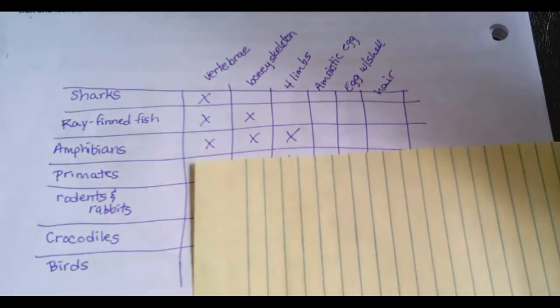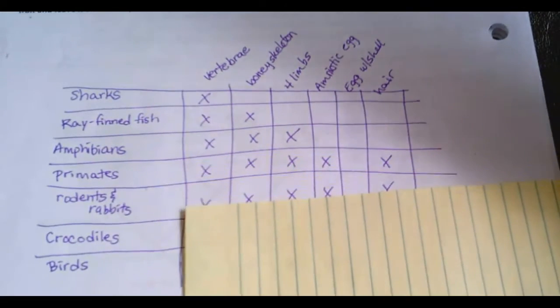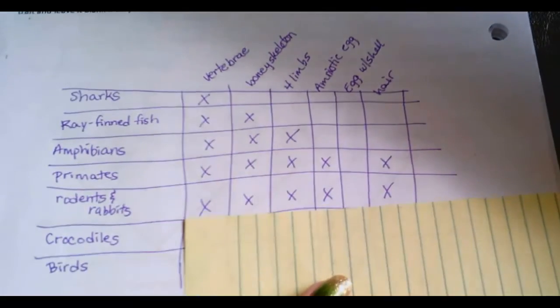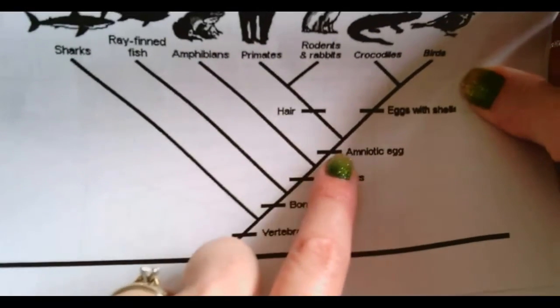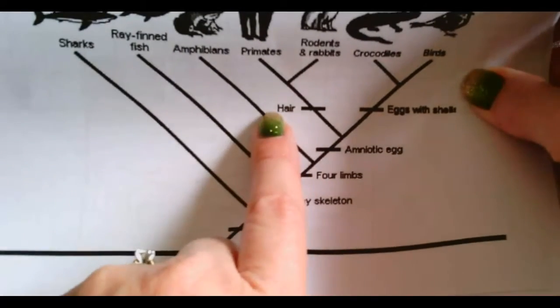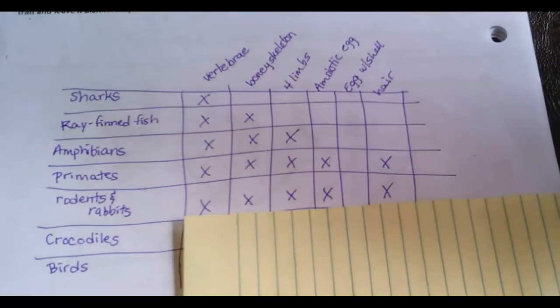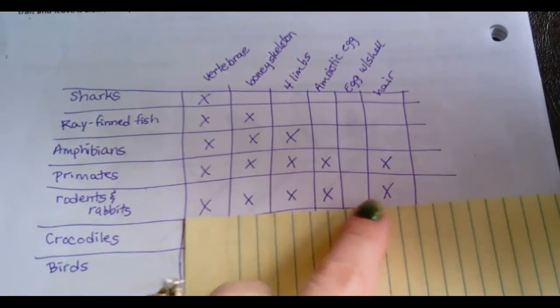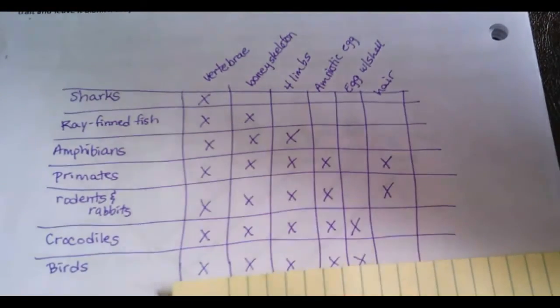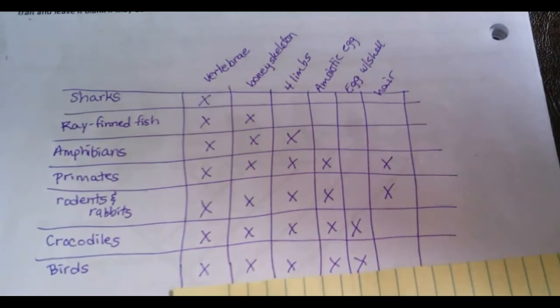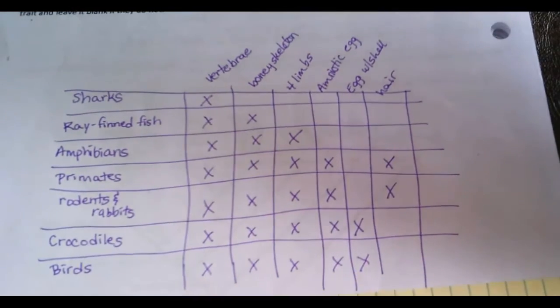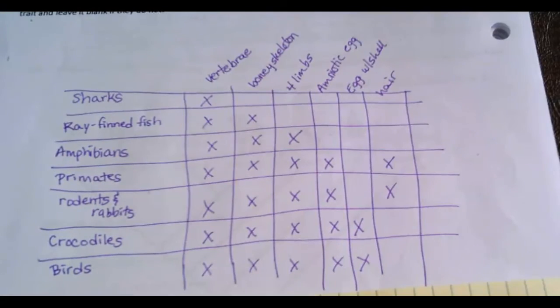I do the same thing with amphibians, primates, and rodents. Notice I skip over eggs with shells because that was on the main line. They developed hair instead. So they're going to be marking hair. And then crocodiles and birds, they are going to have the eggs with shells, but not have hair. So this is your answer key for pages 15 and 16.